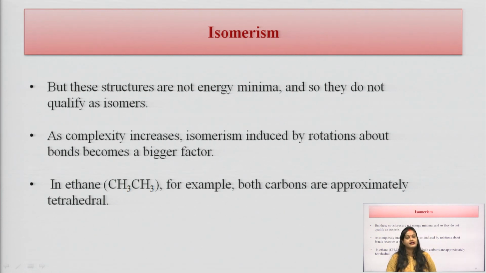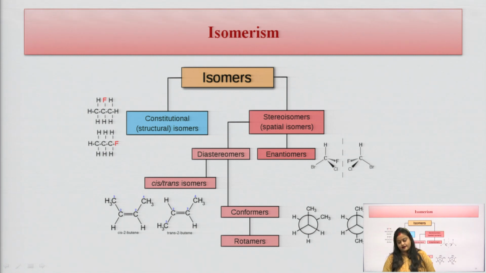As complexity increases, the isomerism induced by rotation about bonds becomes a bigger factor. In ethane, for example, both carbons are approximately tetrahedral. Now, the classification of the isomers and isomerism. There are two types: constitutional isomers, which are structural, and stereoisomers, which are spatial.